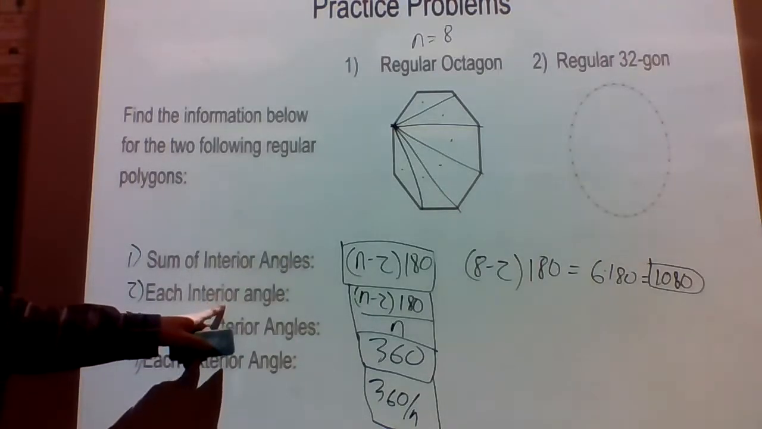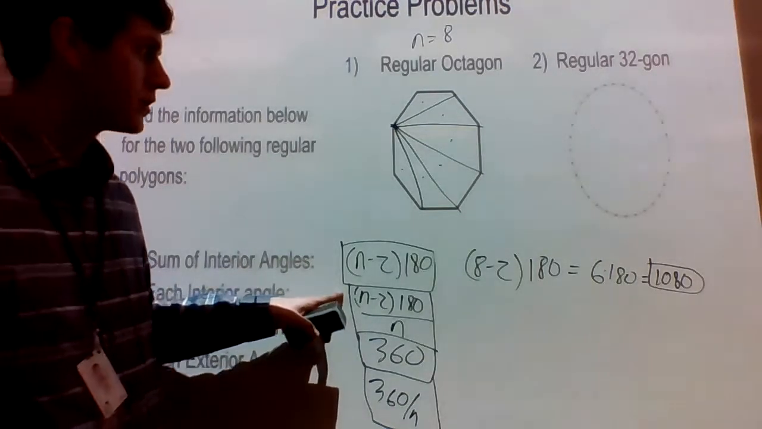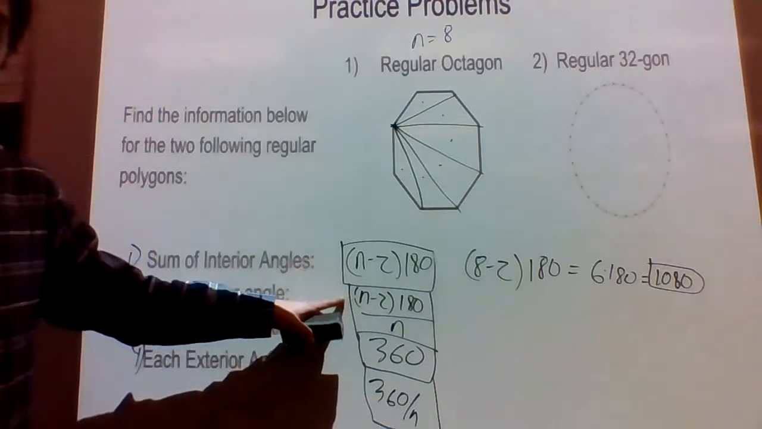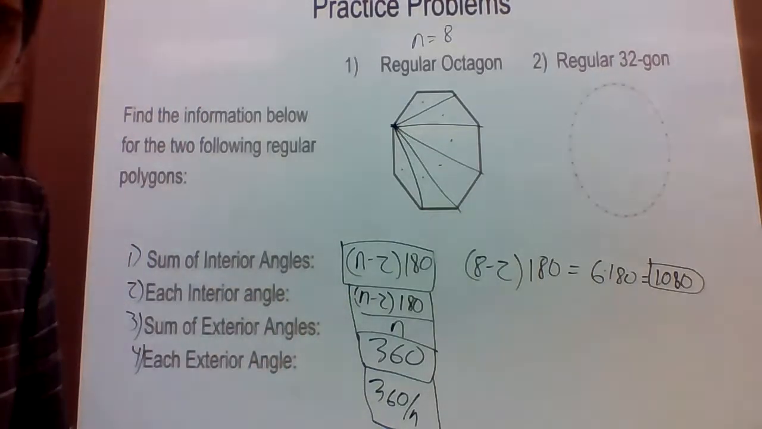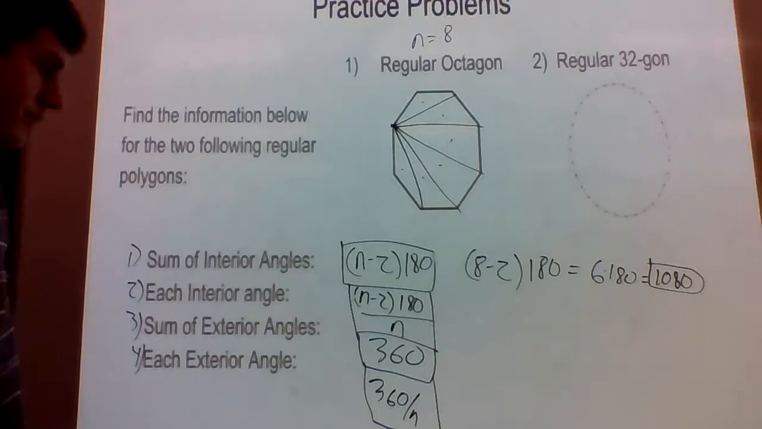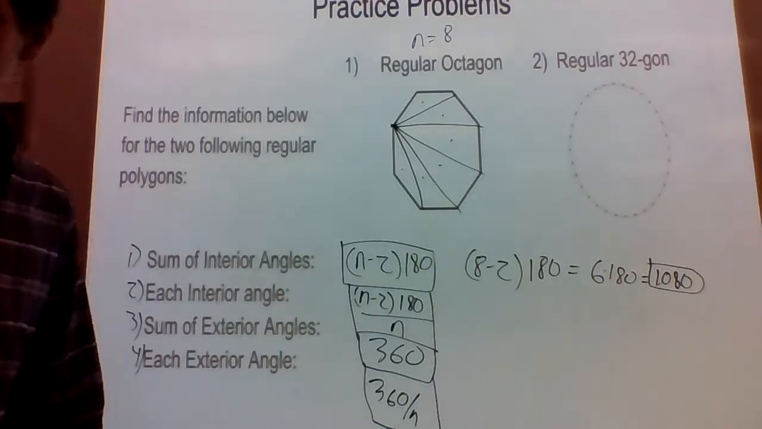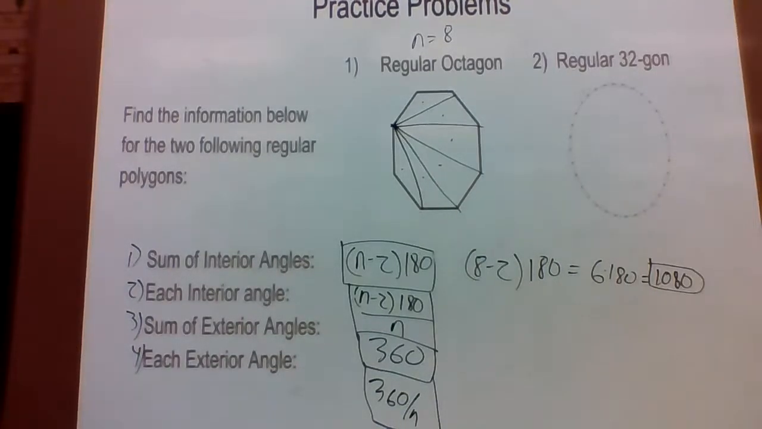Each interior angle, again, we can substitute 8 right back into this equation. 8 minus 2 is 6. 6 times 180 is 1080. 1080 divided by 8 is 135.